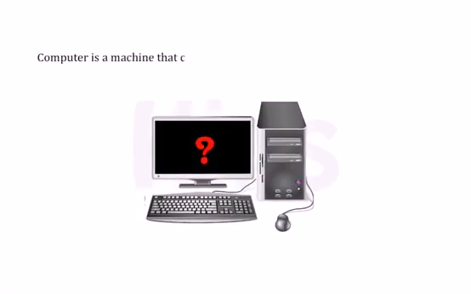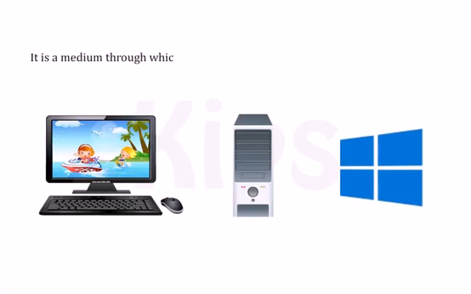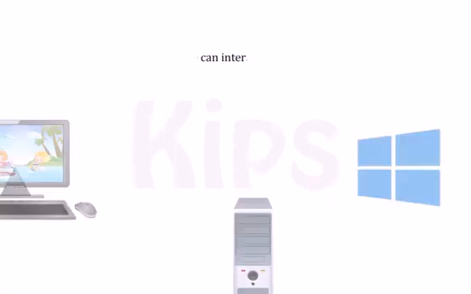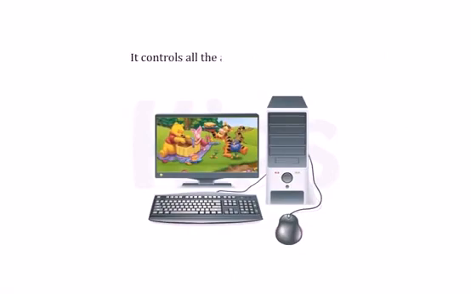A computer is a machine that cannot think on its own and requires instructions from us. The most important program of a computer is its operating system. It is a medium through which we can interact with the hardware using software. It controls all the activities of a computer.